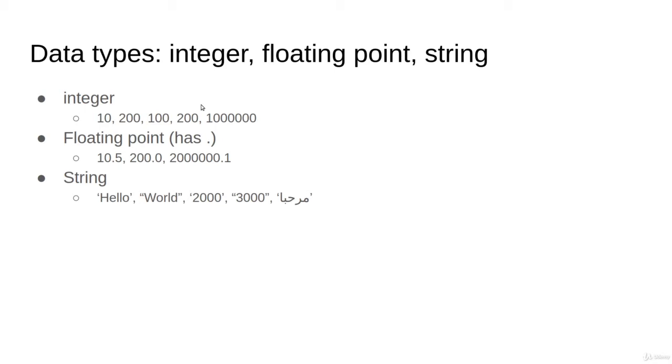There are a lot of data types in Python. The three major ones that we will focus on in the early days of the course are the integer, which is just normal integers. The second one is the floating point numbers, which have the dot, like 12.5, 10.5, 200.0. So 200 by itself is an integer, but if you put .0, it is now a floating point. The last one is the string. The string can represent any sequence of letters like hello, world, 2000, 3000, or some non-English names. It can involve anything that you can write: spaces, underscores, dashes, digits, whatever.